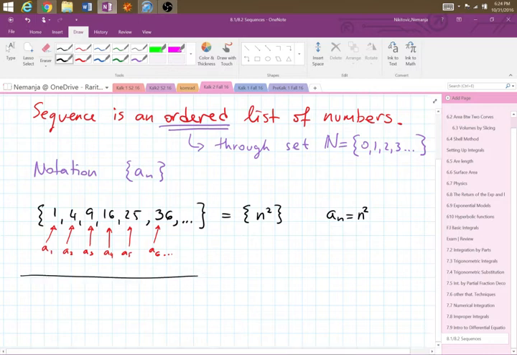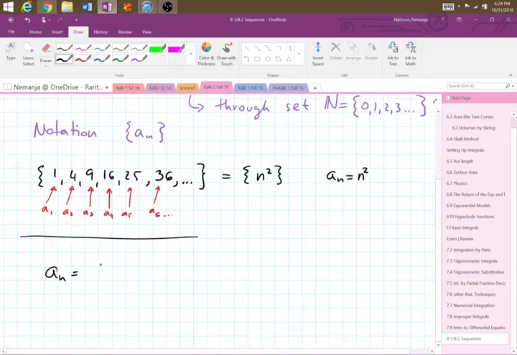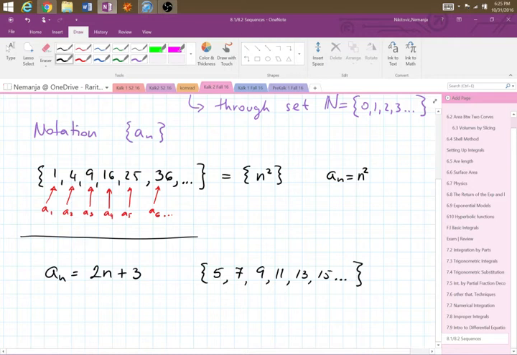If I go with the next example, let's say a_n is equal to 2n plus 3. Starting with n equals 1, for the first term, a1, I will have 5 as the first term, because 2 times 1 is 2, plus 3 is 5. And then when n is equal to 2, we have 7, and then 9, and then 11, 13, 15, going on forever.